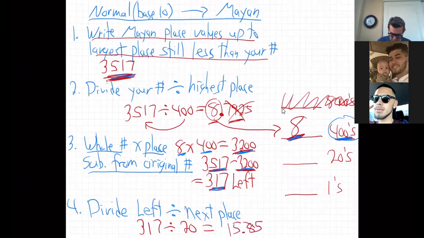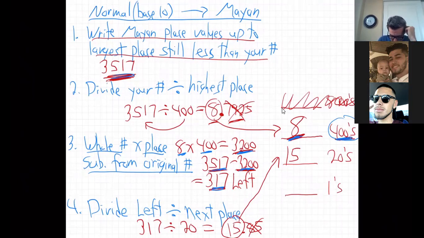15.85. Again, we chuck the decimal. We just want the whole number. Move that up. That means 15 20s. That means in the number 317, 15 20s go in there. That's how many 20s are needed that can fit into the 317. 20 divides into 317 15 whole times.